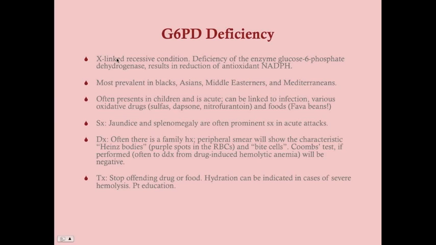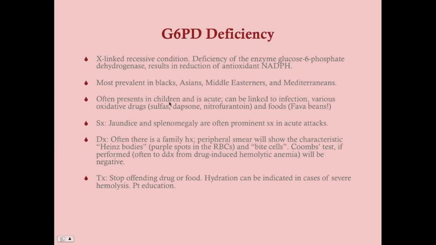oxidative stress. As I mentioned, this is going to be most prevalent in patients that are possibly evolutionarily exposed to malaria, so blacks, Asians, and Middle Easterners, and Mediterraneans as well. So a lot of times this is going to present in pediatrics and children, and this is going to be acute. It's going to be a sudden hemolytic anemia. So it can be linked to infection, and most often is in conjunction with an infection. It can be linked to oxidative drugs, sulfas, dapsone, nitrofurantoin, all of which coincidentally are antibiotics. So maybe you don't know if it's linked to the drug or the infection, but it doesn't matter. Your treatment's going to be the same. And it can be linked to certain foods. The most common one is fava beans. That tends to only present with the Mediterranean population. So that's kind of a little morsel of knowledge to know.